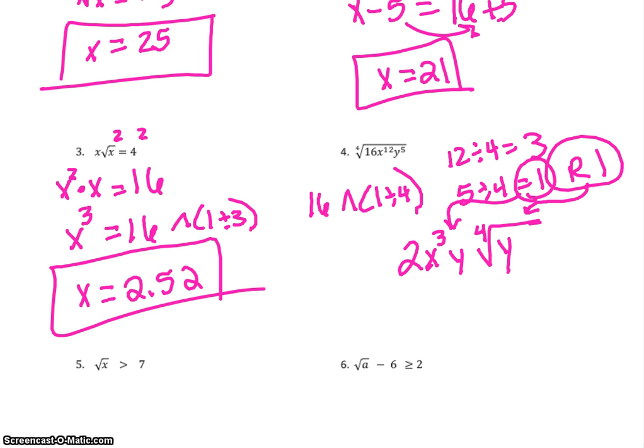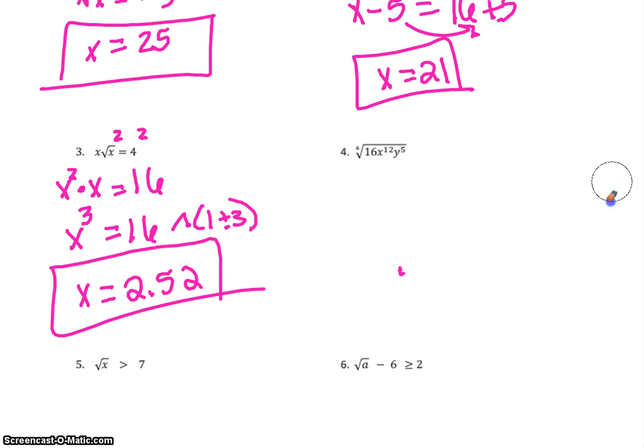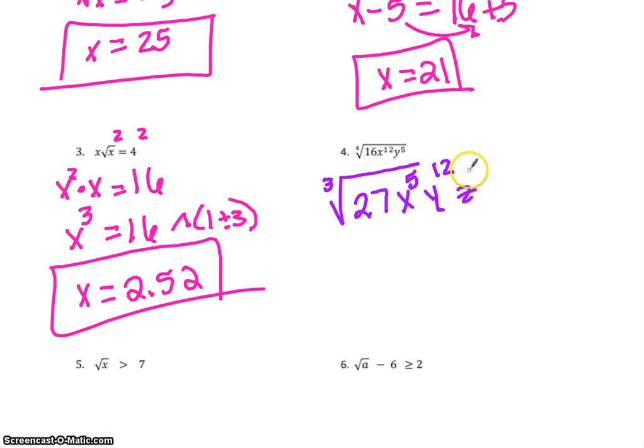So let's do another one of those because it's kind of confusing. If you have room to write this down somewhere, that's great. If not, it's not the end of the world. If we had the cube root of 27, x to the 5th, y to the 12th, z to the 8th.